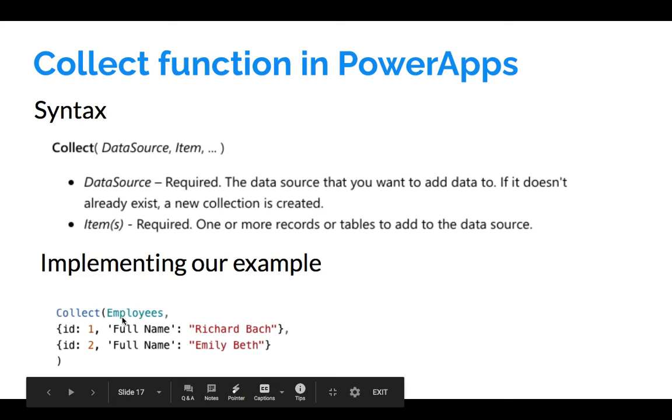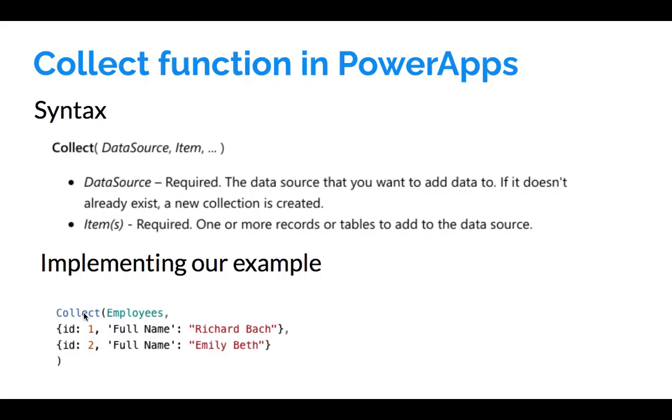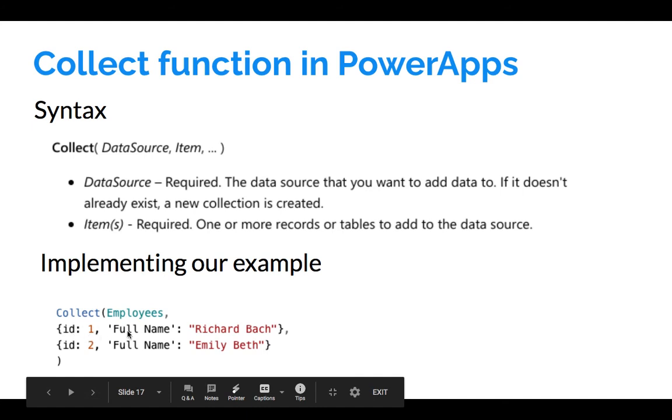So here's an example, and this is how we will implement it. We will say collect. We will give the name of the collection, employees. We don't have to do anything separate to create the collection. This collect employees will just create the collection. And then you see that I have put two records here. First record, it has curly braces. Within curly braces, you put all the column names separated by comma. So for example, since in our example, we have to put a table with two columns, first record, first item that we're going to collect in this collection is this, which has ID 1 and full name Richard Back. ID 2, this is the second record, ID 2 and full name Emily Beth, and that's it.